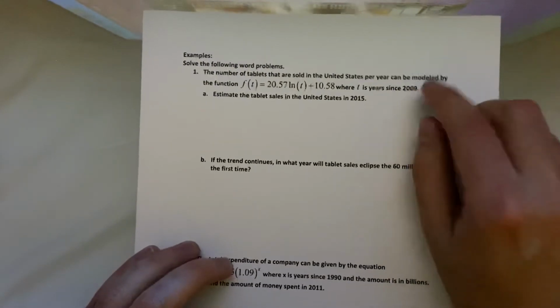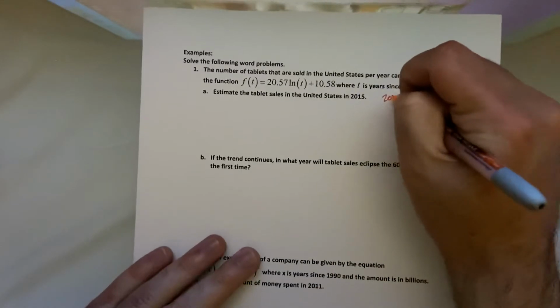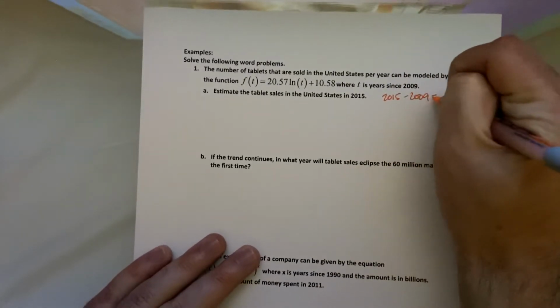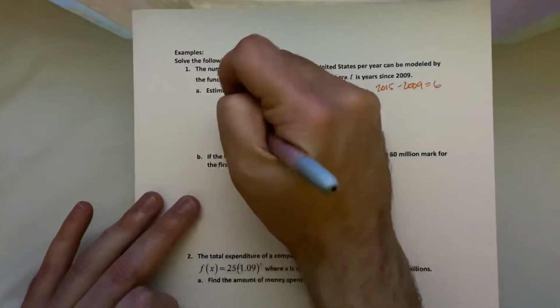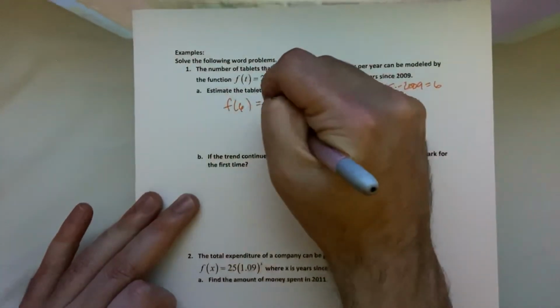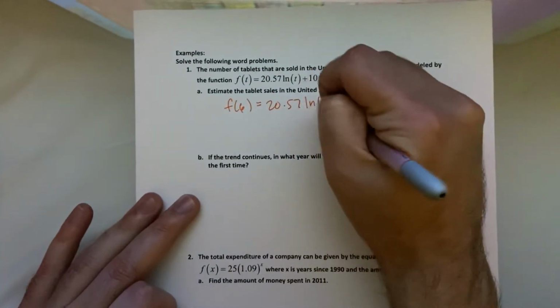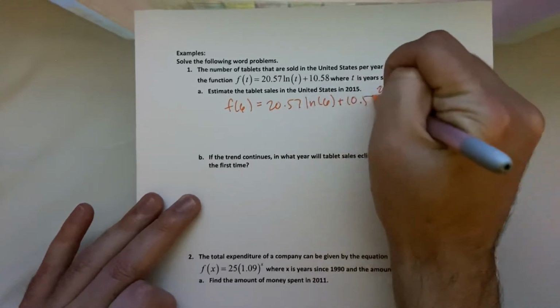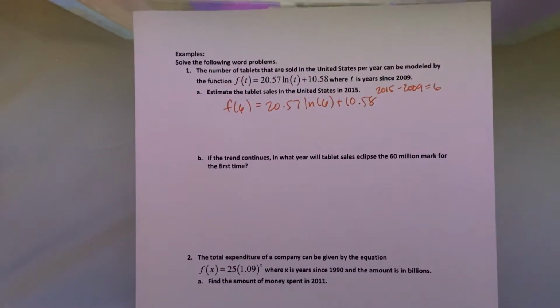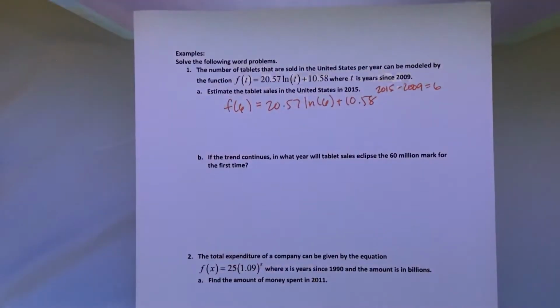Okay, so this is years since 2009. I know 2015 is 6 years. So I just plug in 6 for t. f of 6 equals 20.57 times the ln of 6 plus 10.58. This is definitely a problem that would require your calculator, or I would have to have you leave this answer.